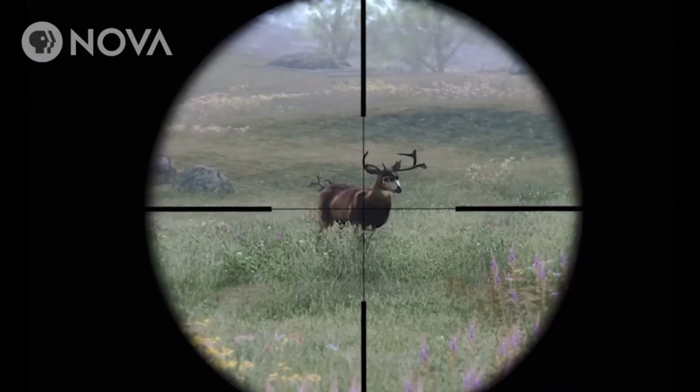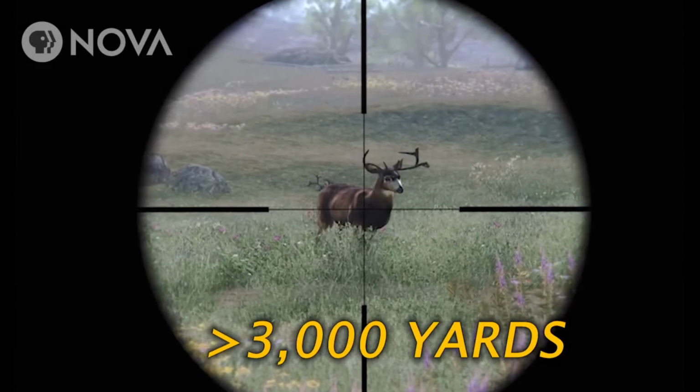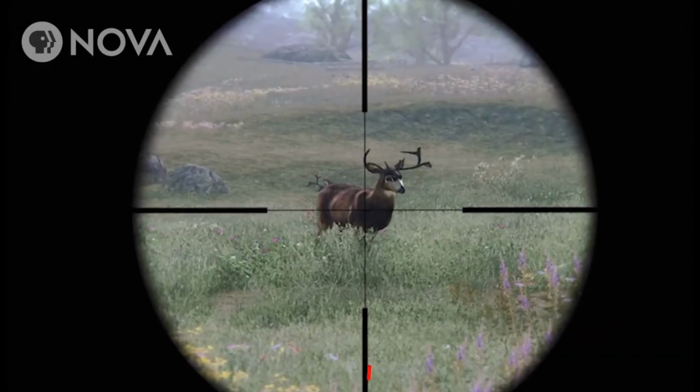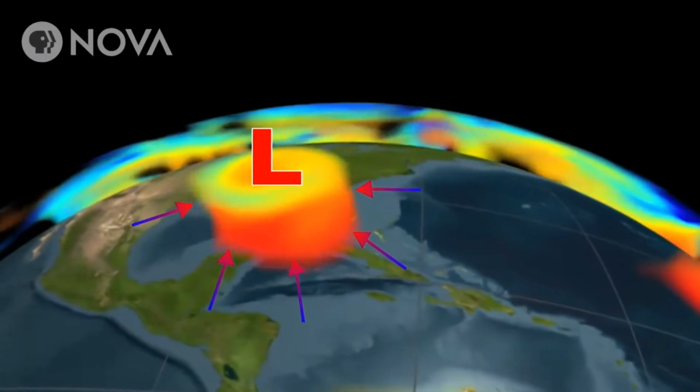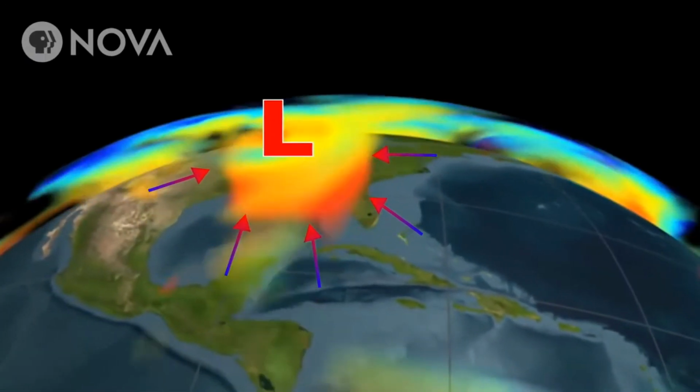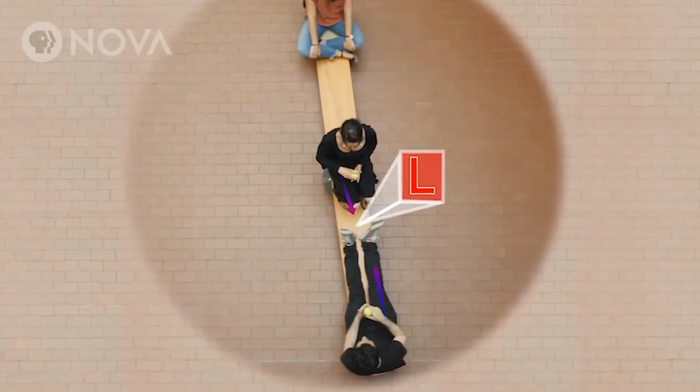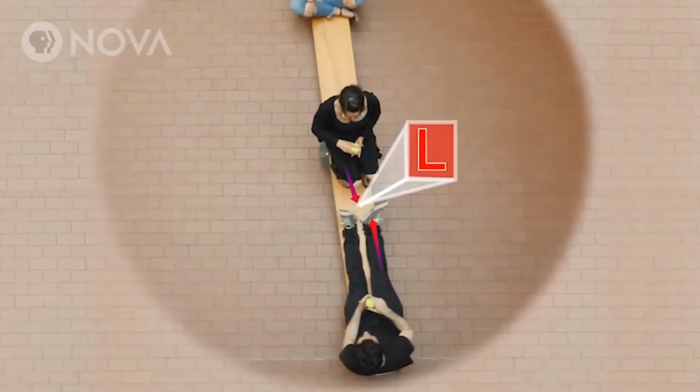The longest sniper shot, which was over 3,000 yards, would have had to correct for a 1-foot deviation due to the Coriolis effect. So how does the Coriolis effect create hurricanes? Hurricanes form when air rushes from all directions into a low pressure region. So imagine there's a low pressure region between the two of us. Air is going to rush toward the center.